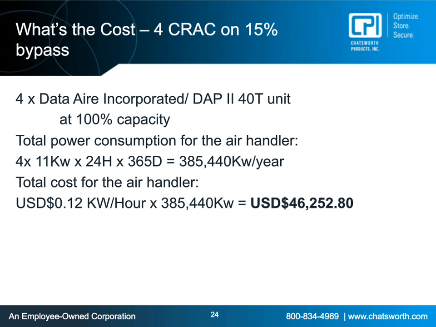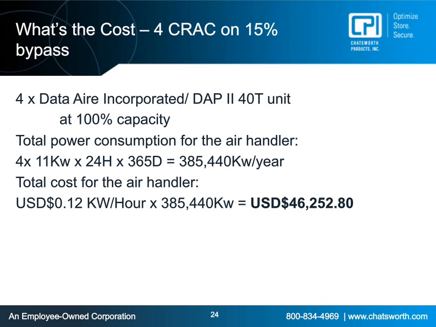Here they are with 4 CRAC units with only 15% bypass air. So we blocked off all that airflow. Now, we didn't do anything crazy yet about putting partitions in above the rows. We didn't put doors on the end of the rows. We didn't do full containment. We just started and hit the low-hanging fruit on this one.